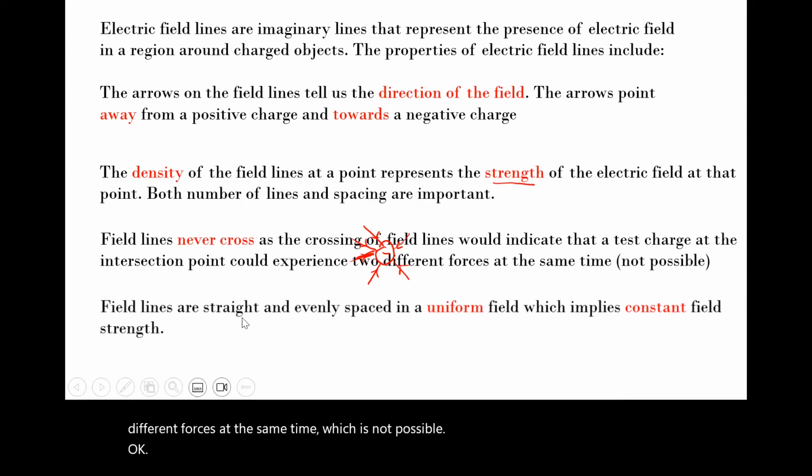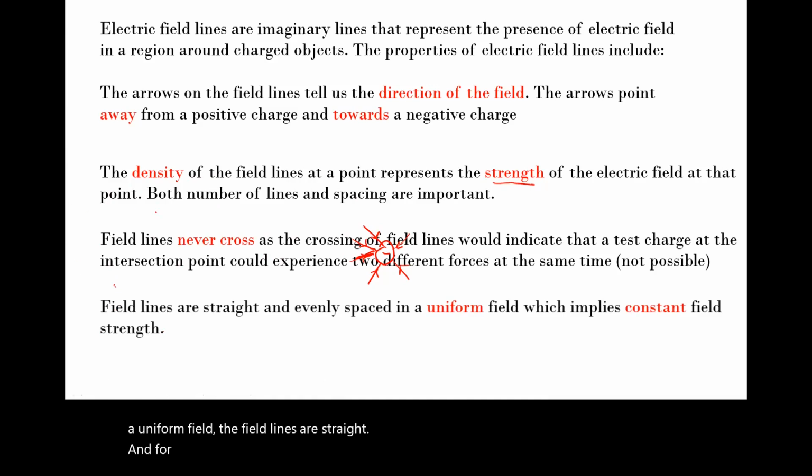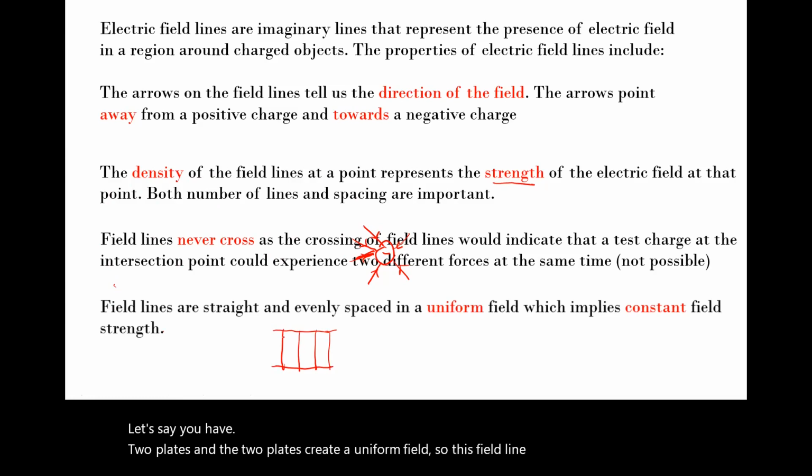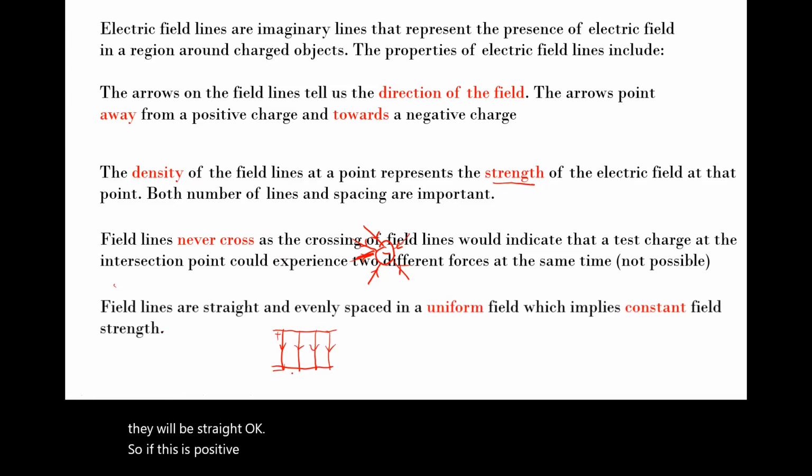Field lines are straight and evenly spaced when you have a uniform field. For example, let's say you have two plates, and the two plates create a uniform field. These field lines will be evenly spaced and they will be straight. So if this is the positive plate and this is the negative plate.